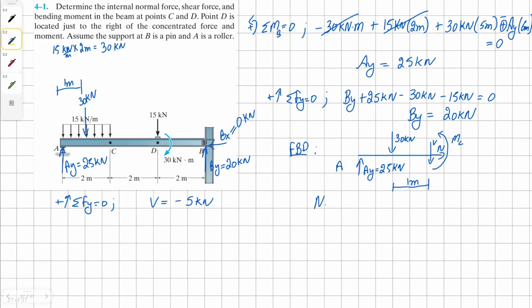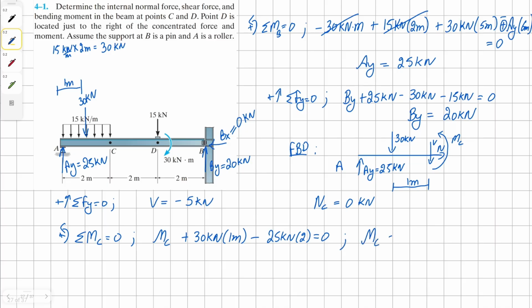And then we know our normal force is going to be 0 kilonewton, because there isn't any other horizontal force acting on this beam. To find our moment, we just have to take our equilibrium moment equation. So we sum the moments. We have positive MC, then counterclockwise 30 kilonewton, 1 meter away, and then clockwise AY, which is 25 kilonewton, and it's 2 meters away, all equals to 0.